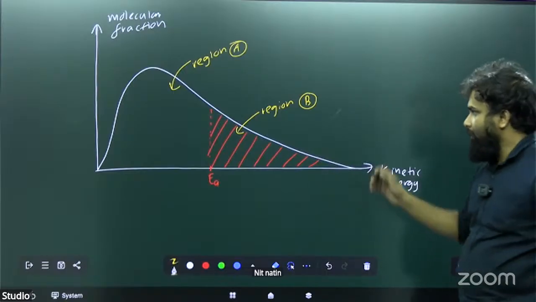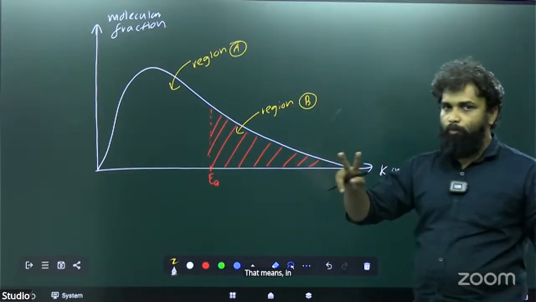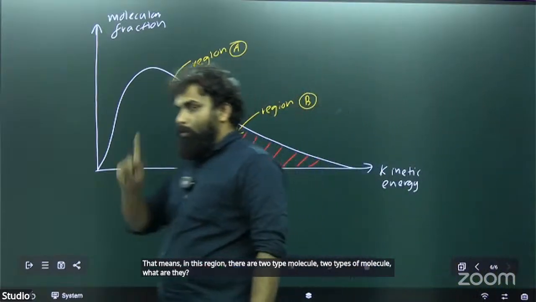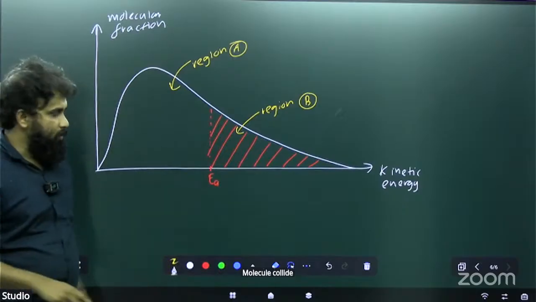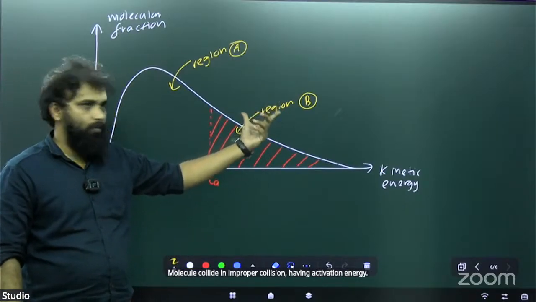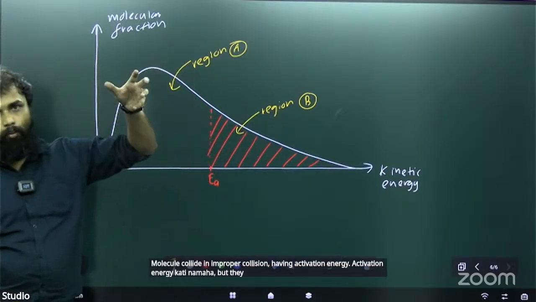That means in this region there are two types of molecules. What are they? Molecules that collide in improper collision having activation energy. They have activation energy but they collide in improper collision.